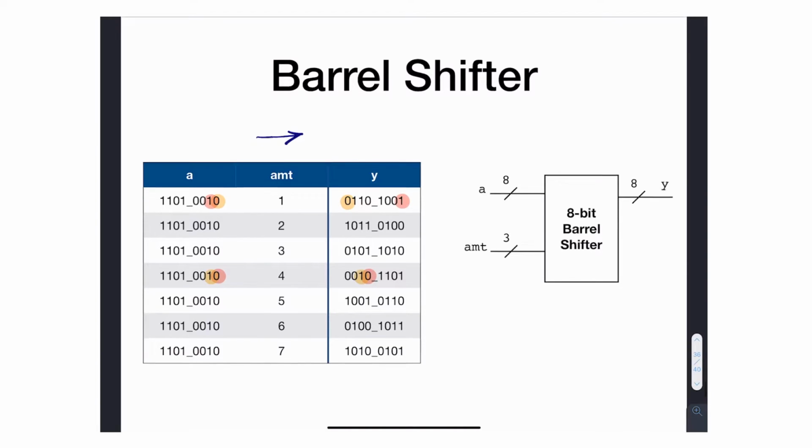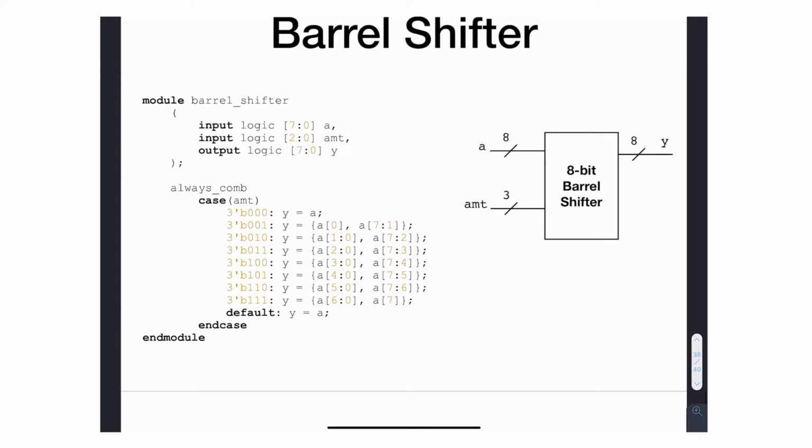So let's see the code for the barrel shifter. Okay, so the code for the barrel shifter, again, I want you to think about black boxes here when you think about inputs and outputs. So think about it in here. I have an input and another input. So these are the two inputs in here.